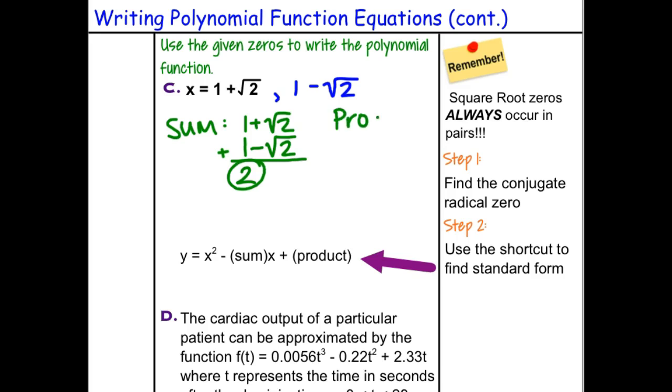And for the product, we're going to take 1 plus the square root of 2 times 1 minus the square root of 2, which we have two binomials, so we're going to FOIL, which 1 times 1 is 1.